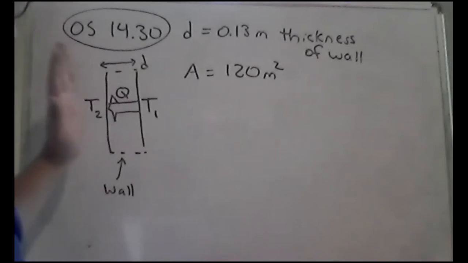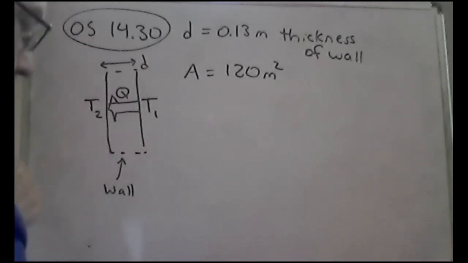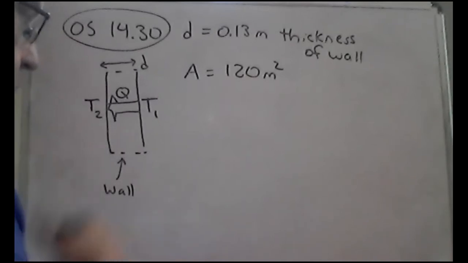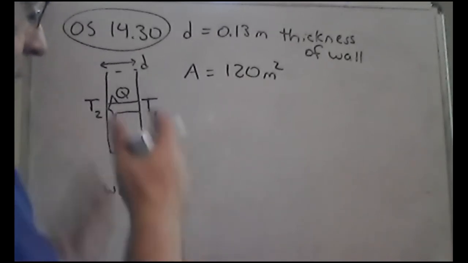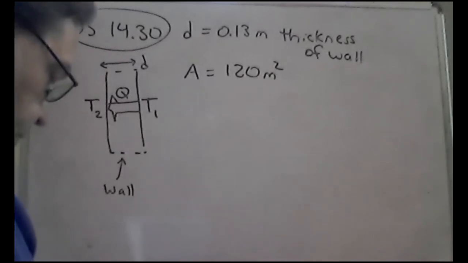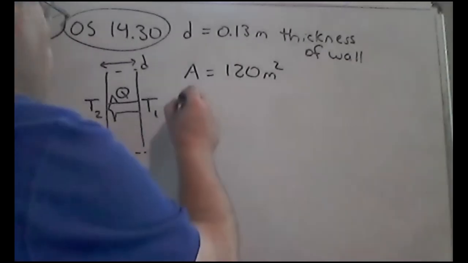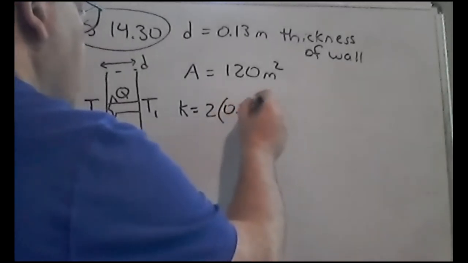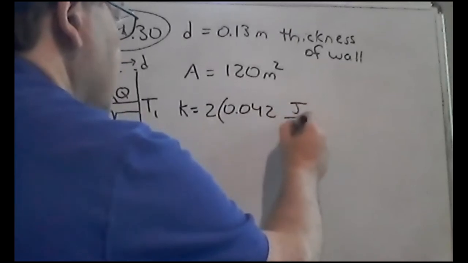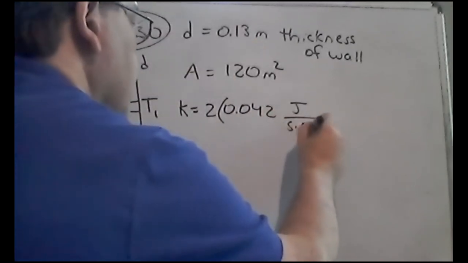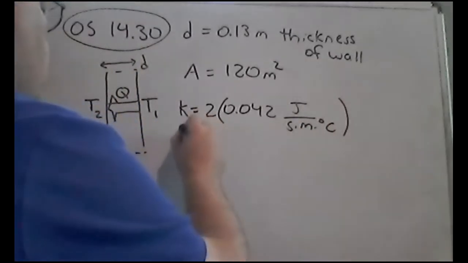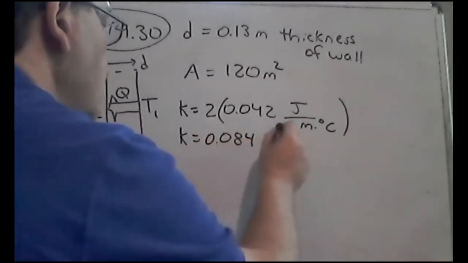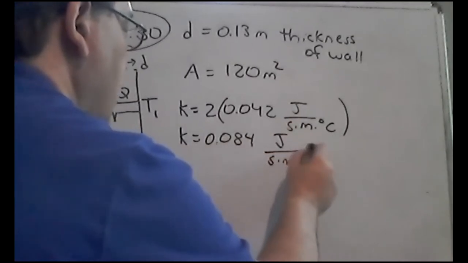Considering the outside reservoir and the inside reservoir, the total area in which the material meets each of the reservoirs will be A equals 120 meters squared. Okay. We're told the thermal conductivity is twice that of glass wool. So we look up glass wool. It has thermal conductivity 0.042 joules per second meter degrees Celsius. Funky units. So the thermal conductivity will be 0.084 joules per second meter degrees Celsius.